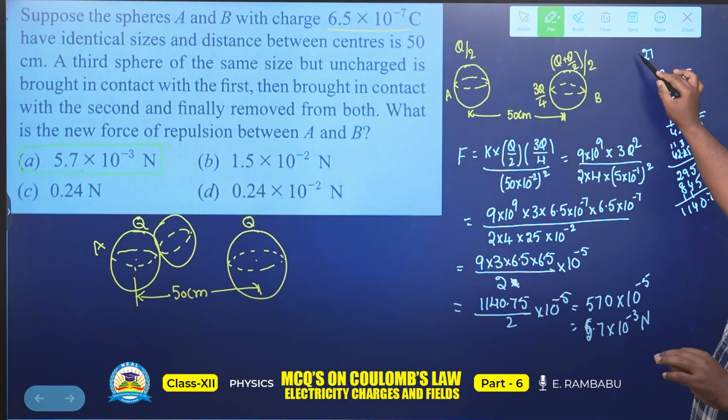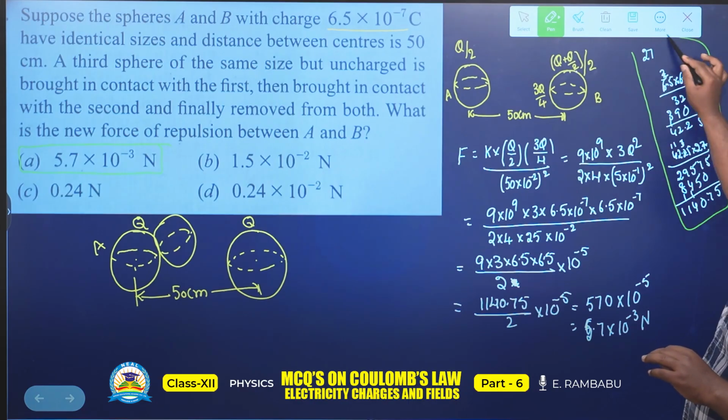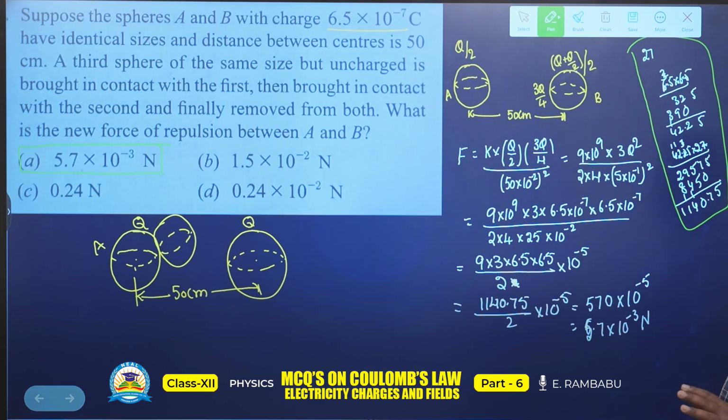Simple. Here we have to understand what will happen to the charge between the identical bodies, and after that only a simple calculation and multiplication.